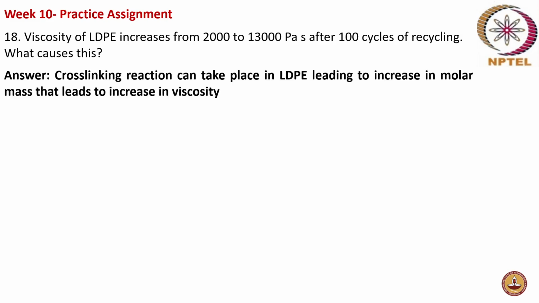The answer is cross-linking reaction can take place in LDPE, and this cross-linking leads to increase in molar mass, which subsequently leads to increase in viscosity. So cross-linking reaction can take place in LDPE during multiple recycling process, and this causes the increase. Obviously, cross-linking builds up molar mass. Your 3D network is formed, so there's a buildup of molar mass. So since there's a buildup of molar mass, obviously your viscosity is going to increase.